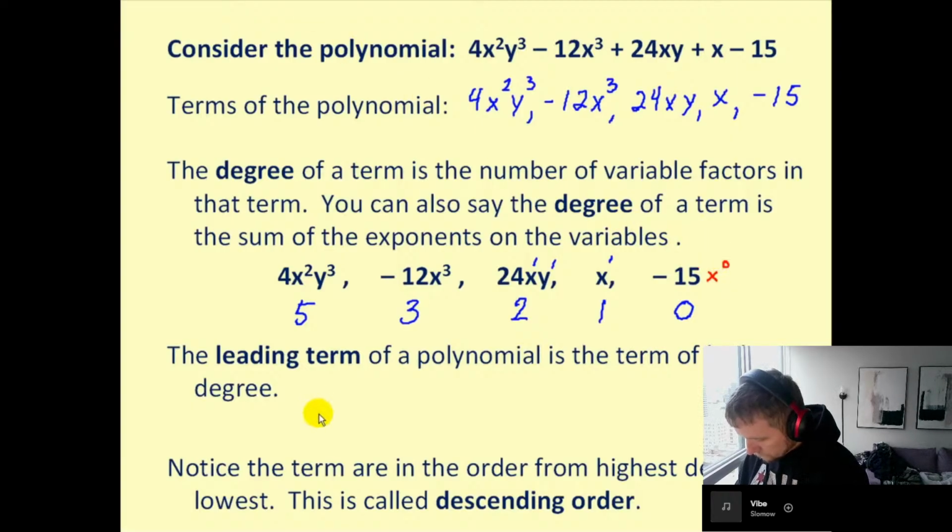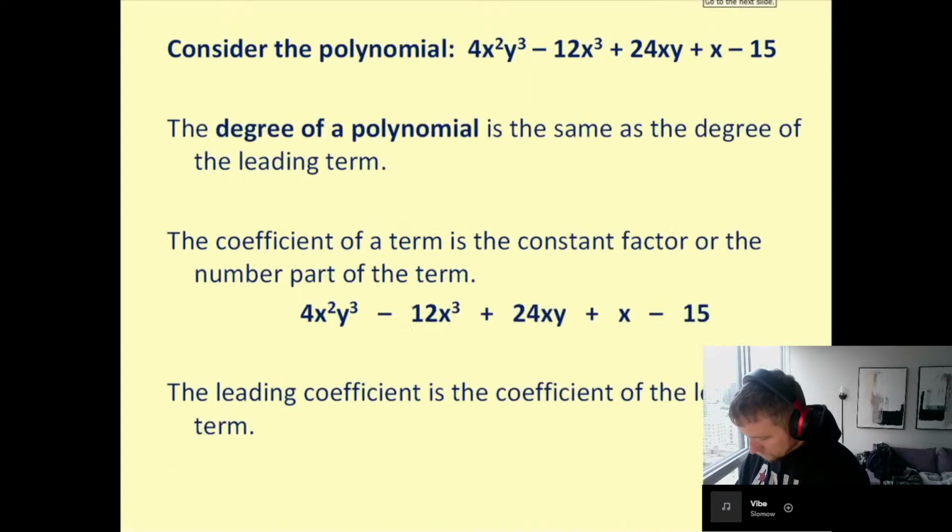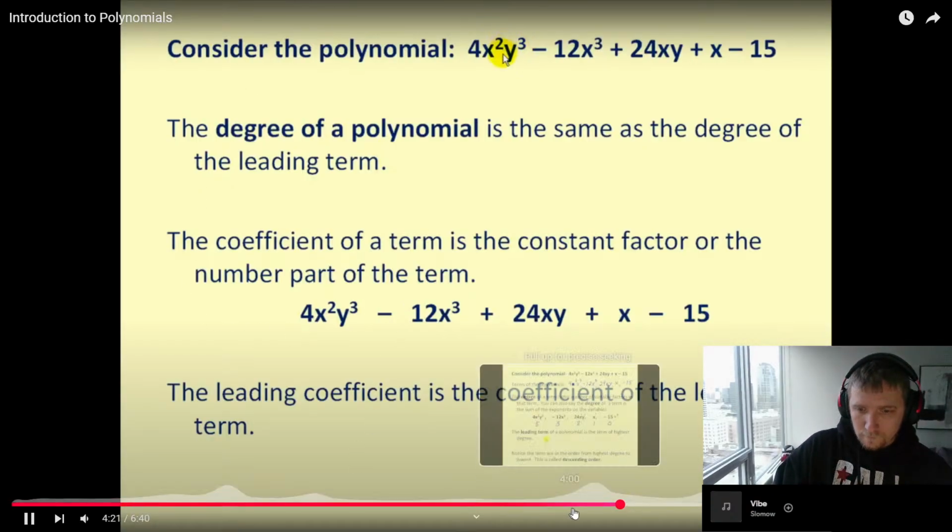The leading term of a polynomial is the term of the highest degree. So this term in the polynomial has degree 5, therefore we call it the leading term. Notice the terms are in order from highest degree to lowest degree, and this is called descending order. Considering the same polynomial, the degree of a polynomial is the same as the degree of the leading term. Remember, this is the leading term, it had degree 5 term.